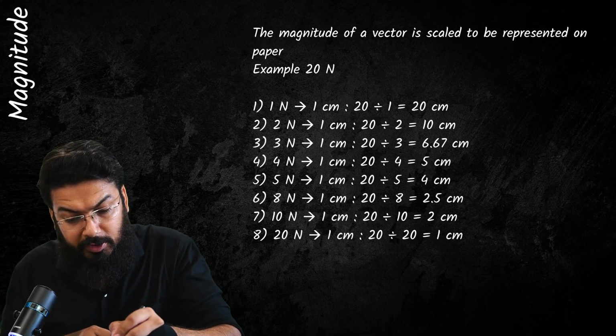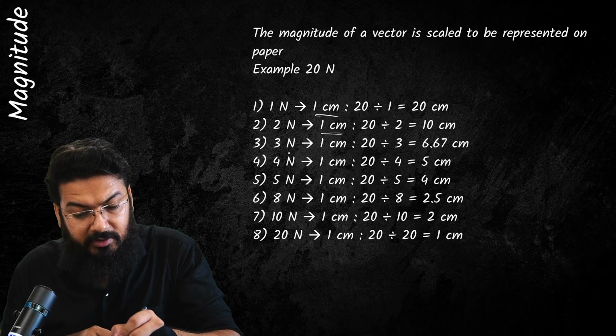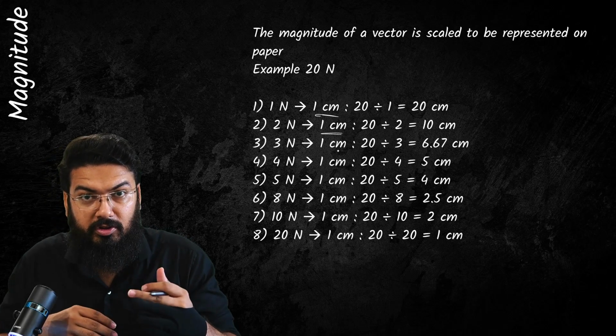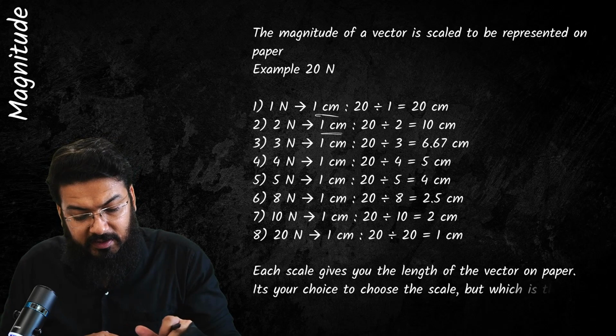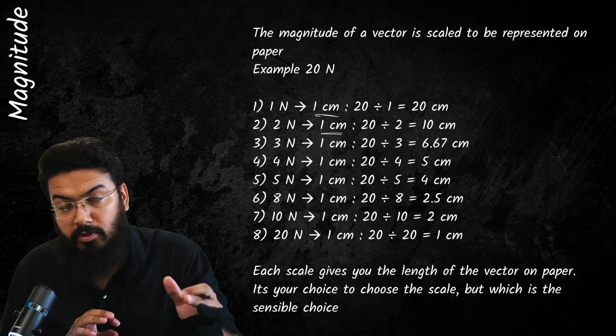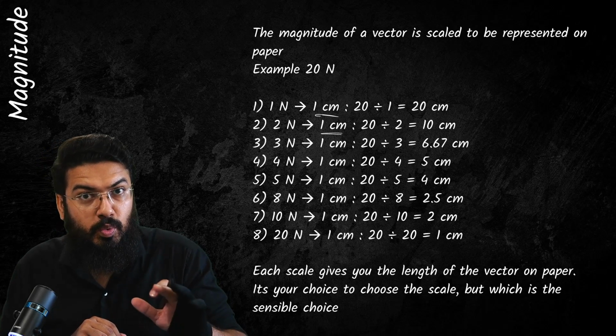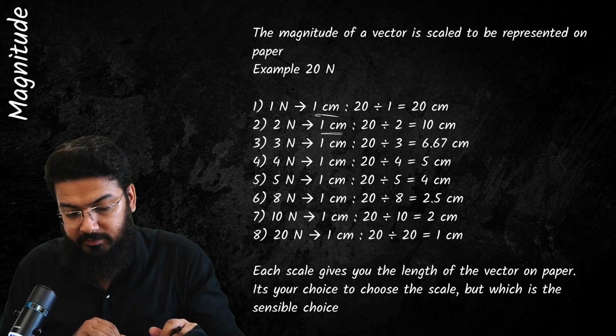You can choose 1 Newton is 1 centimeter. You can choose 2 Newtons as 1 centimeter. You can choose 3 Newtons, 1 centimeter, so on and so forth. Now, given that you have a lot of scales that you can choose from, which are the appropriate scales to choose? Again, we are going to talk about that in this video. All right, so stay tuned.